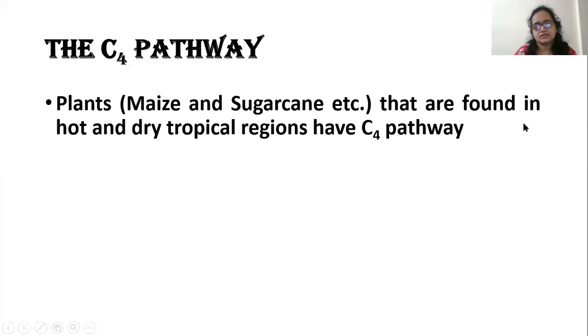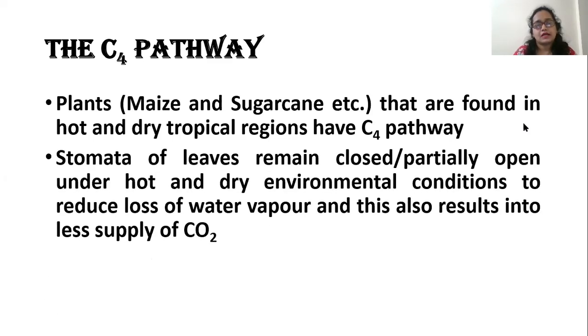We have seen in C3 plants that they have the Rubisco enzyme which fixes carbon dioxide. But plants such as maize and sugarcane which follow the C4 pathway have a different mechanism of fixation for CO2. Now, as these plants are found in hot and dry tropical regions, the stomata of their leaves remain closed or partially open.